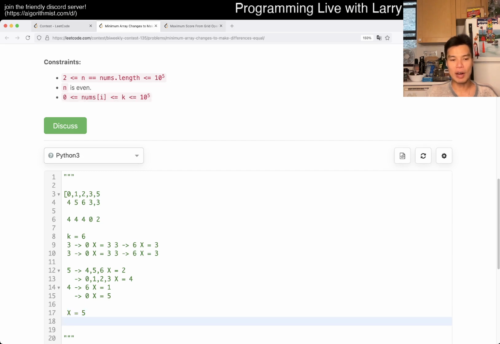So yeah, now x can be any number from 0 to k, inclusive, which is where I got the wrong answer, by the way. I just kind of was lazy on the typing.